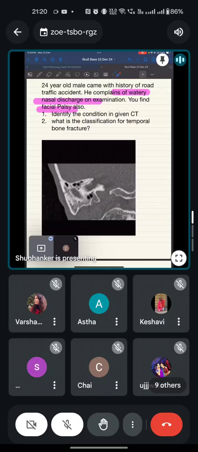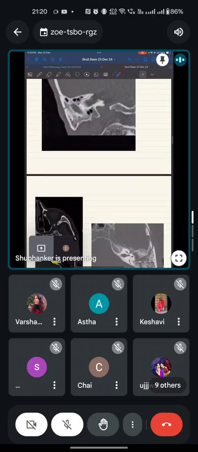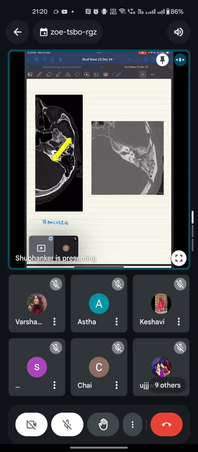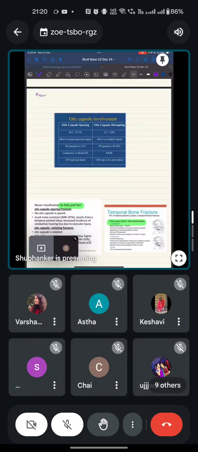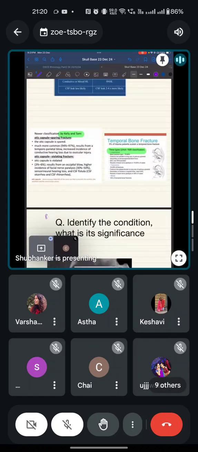This is the fracture line they are talking about, and there are two ways you can classify. See, this is the transverse one: once you go across the axis, just see. This is the demonstration. Is the case something like that? And what is the newer classification? It is otic capsule sparing and otic capsule disrupting. On clinical management, it doesn't change the course, but for exam-going people, it's definitely very important. So there are two named classifications over here.